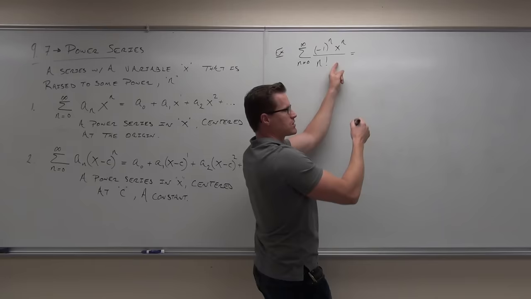So last thing we're going to do, our radius, what was our radius of convergence? 1. And our interval of convergence is, what's our interval of convergence? Bracket, negative 1. Why is there a bracket there? Includes negative 1. Negative 1 makes that series converge.